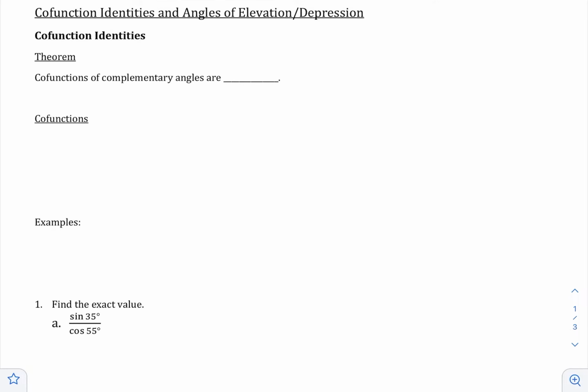We're going to add another identity. So this would be our fourth. So we have the reciprocal, the quotient, the Pythagorean, and now we're going to introduce the cofunction identities. And then we're also going to talk about angles of elevation and depression at the end.